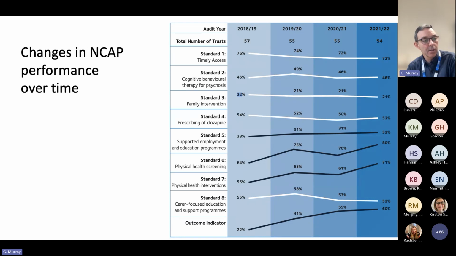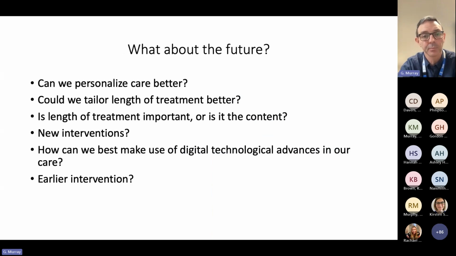And then education and supported programs for carers, and outcome measures. Having some patient reported outcome measures has driven up that care. So the audit has resulted in some areas of improvement over the years, and in some areas there was a sort of initial improvement, but it's leveled off. So that's been a look back on the past.